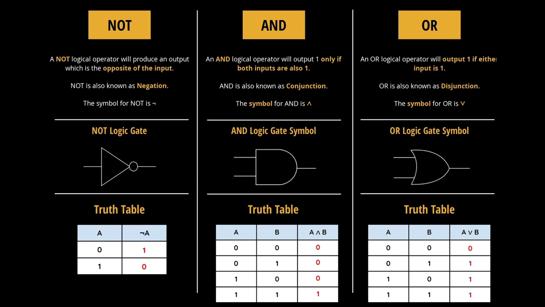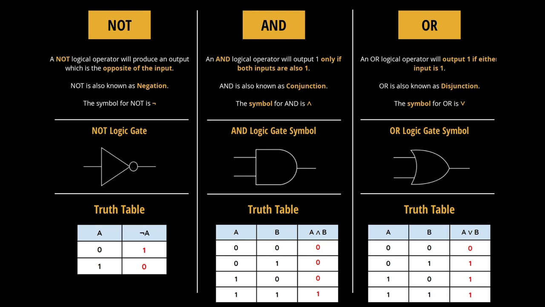Lastly, the OR logic gate also takes 2 inputs. It outputs a 1 if at least one of the inputs is 1. If both inputs are 0, then the output is 0. You can compare it to a classroom door that opens if either the teacher or a student has the key.